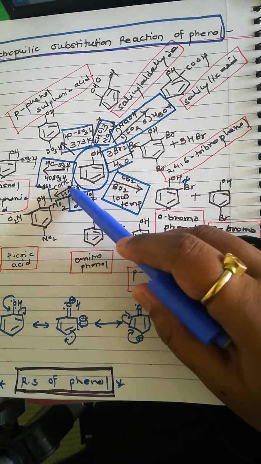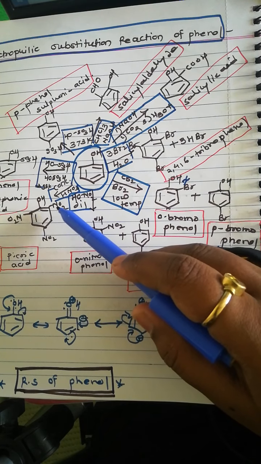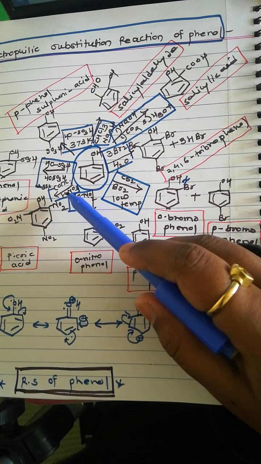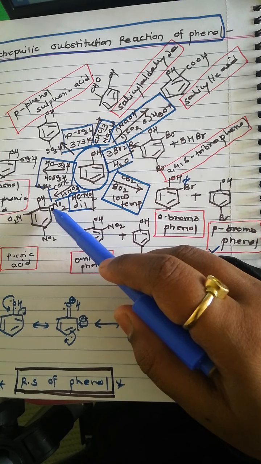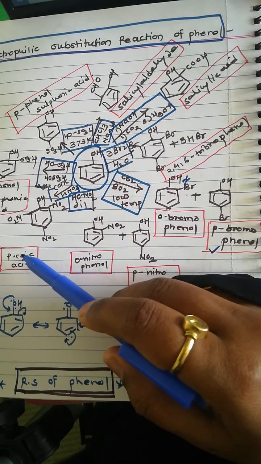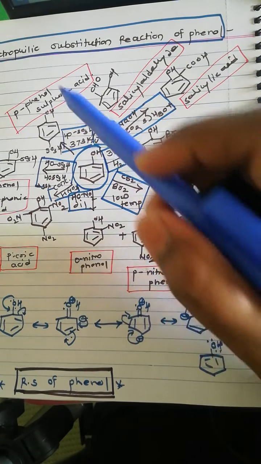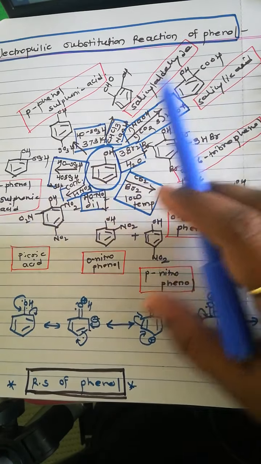If you use concentrated nitric acid, then polynitration takes place, because the concentration of NO2+ in concentrated nitric acid is more. Therefore here we get 2,4,6 trinitrophenol. The name is picric acid. Now we can see the next reaction. Next reaction is sulfonation reaction.